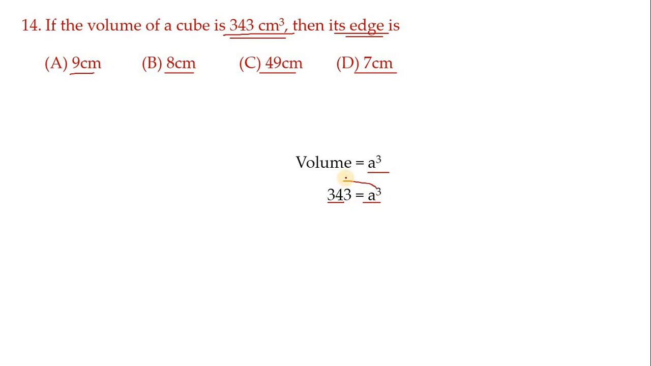Now this cube you transfer this side, it becomes cube root. So a is equal to cube root of 343. So 343 is cube of which number? That is 7. Therefore correct option is D, 7 centimeter. Move on to the next one.